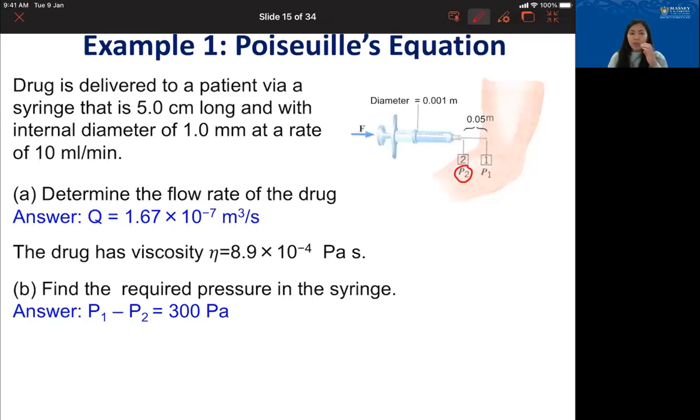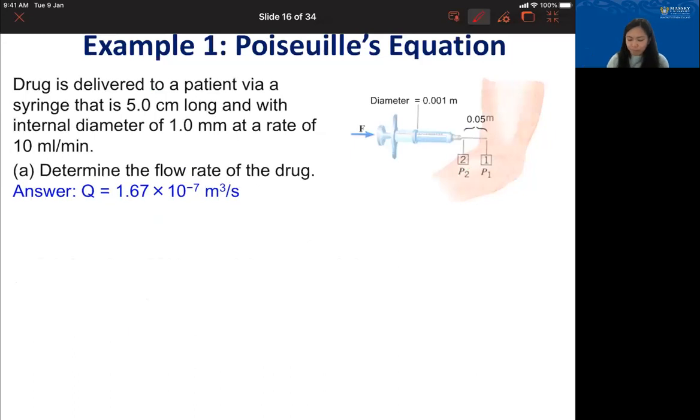Okay, so as I mentioned in the beginning of the lecture, the concepts we learned in lecture 12 and lecture 13, you can use those concepts even if the fluid is viscous, because those are general concepts that apply to all fluids. The definition of flow rate is the volume of fluid flowing per unit time, right? Which is volume divided by time, which in fact is already given in the problem, 10 milliliters per minute.